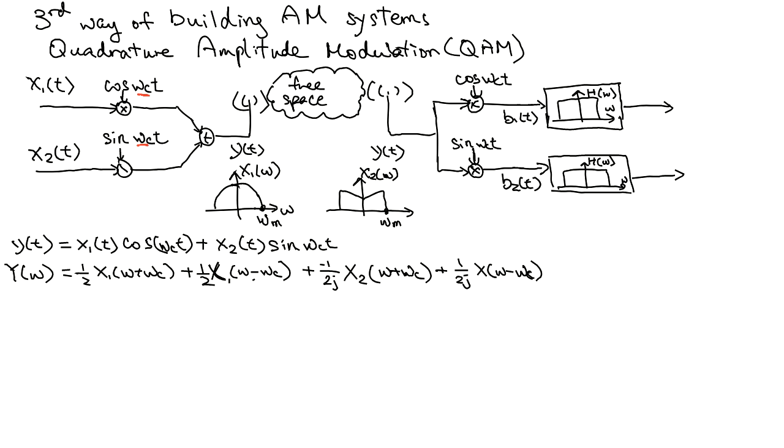Okay, so the Fourier transform of x2 sine omega ct is 1 over 2j x2 shifted to the left, minus 1 over 2j x2 shifted to the right. I hope that is understandable. That's because sine omega ct is 1 over 2j of e to the j omega ct minus e to the minus j omega ct. Let me just write it here as a recap.